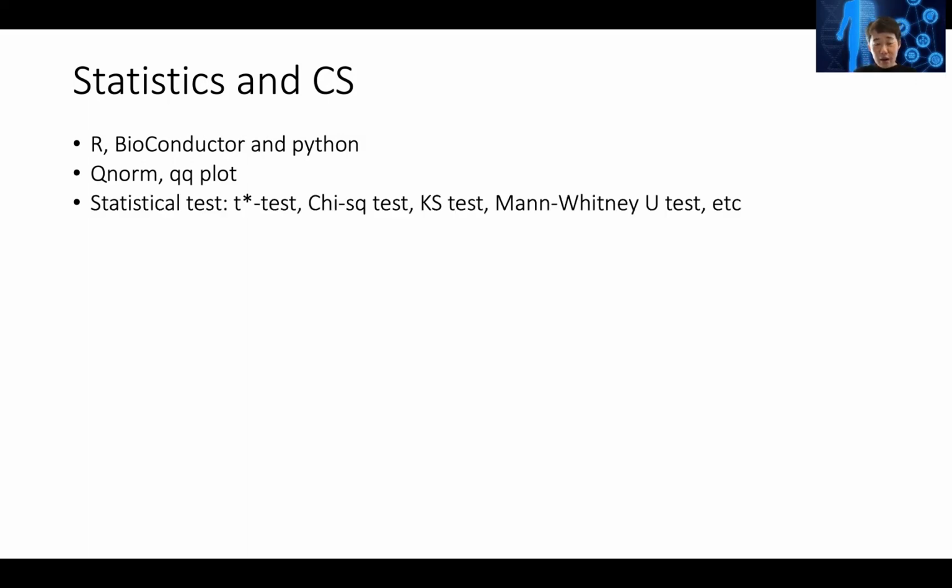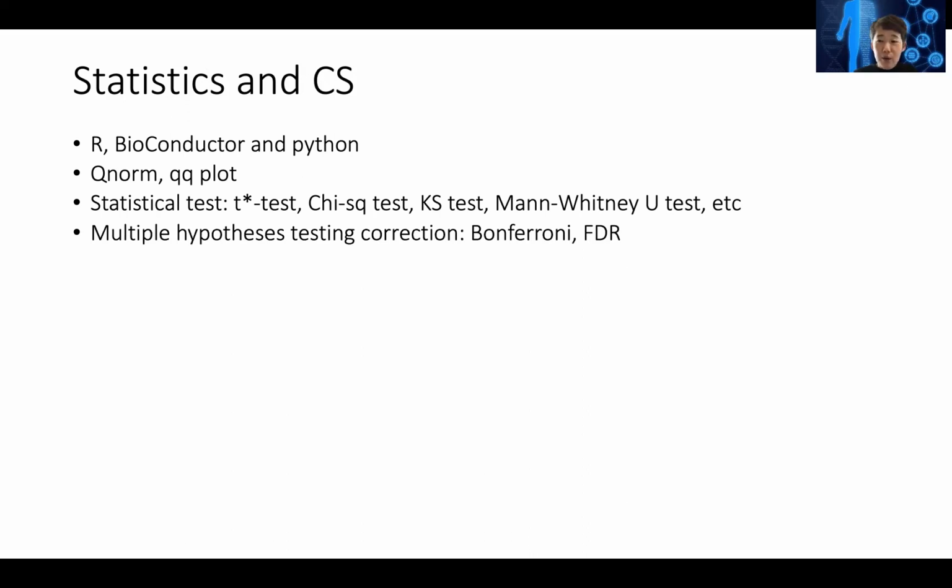We covered a number of statistics and computer science topics as well. You had to learn a lot of R, Bioconductor, and Python programming in this course. We talked about quantile normalization, and how to test whether something follows a normal distribution using a QQ-plot. We talked about a lot of statistical tests: the t-test, chi-square test, the Kolmogorov-Smirnov test for gene set enrichment analysis, and the Mann-Whitney U-test for non-parametric testing. This is for single-cell differential expression analysis.